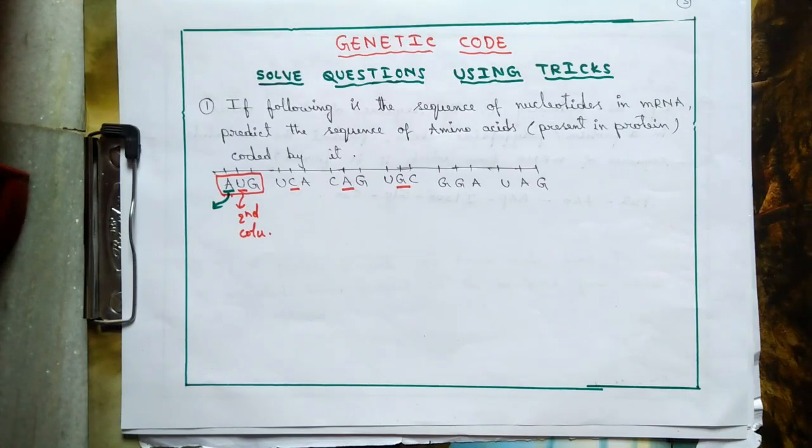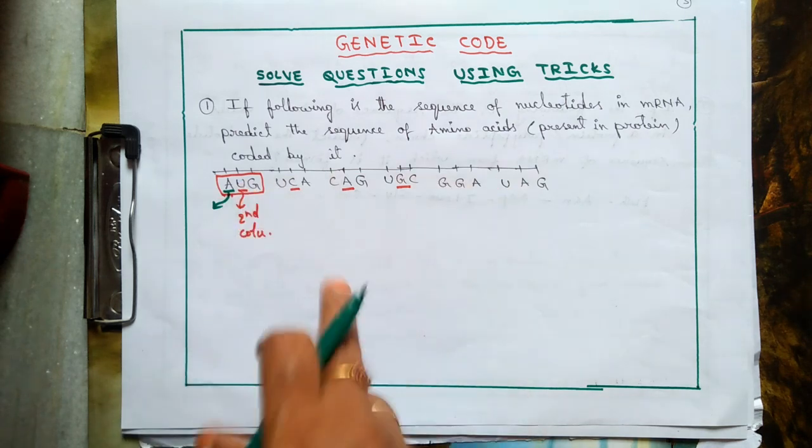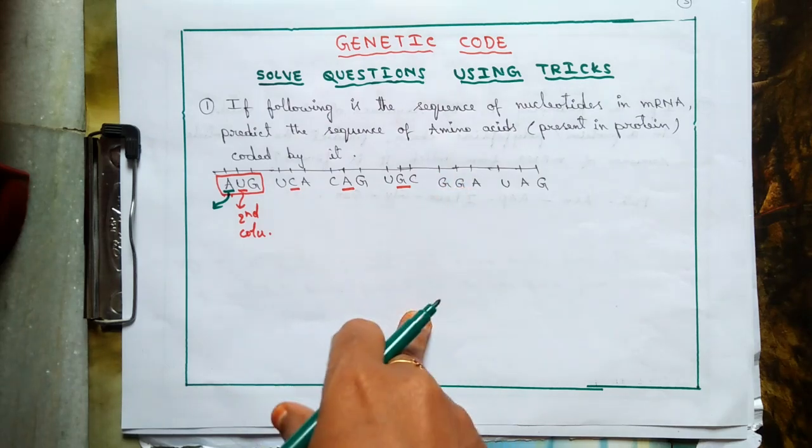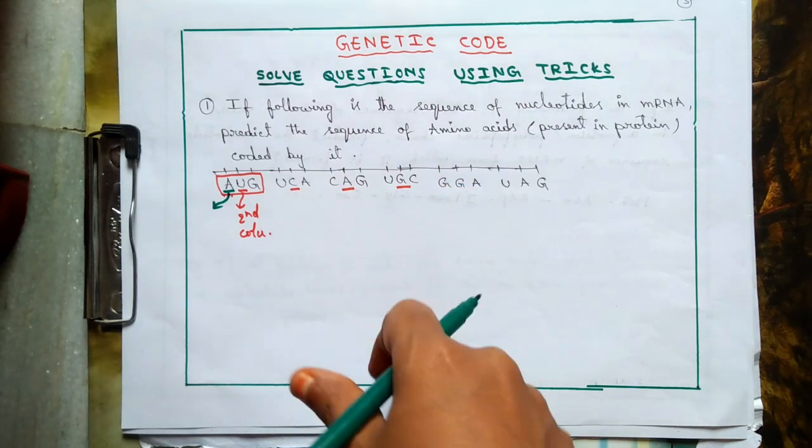Hello students, in the previous video I gave 3 tricks to remember the genetic code. Now in this video I am going to explain how to solve questions related to the genetic code using those 3 tricks. Okay, this is the first type of question. This type of question is also given in the NCERT exercise.